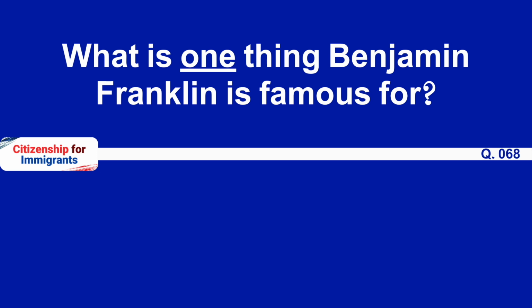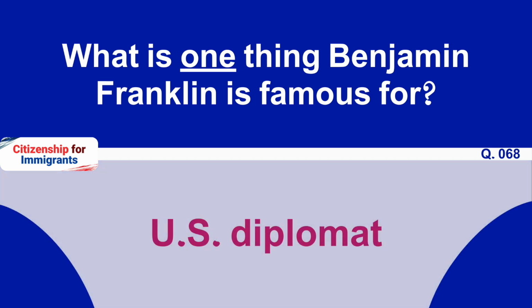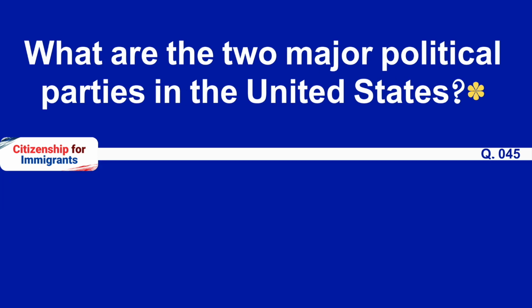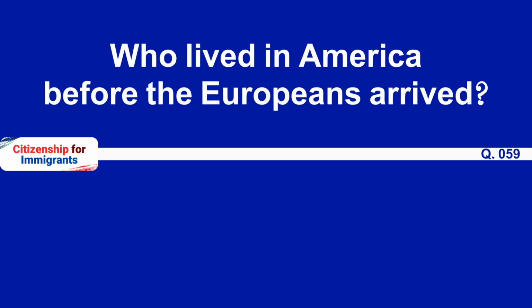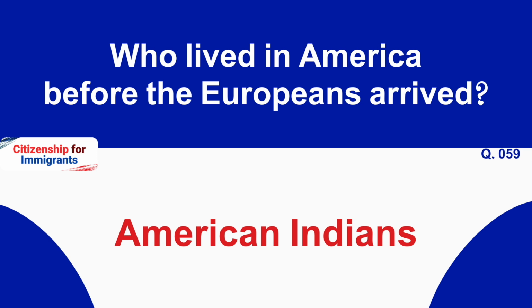What is one thing Benjamin Franklin is famous for? U.S. diplomat. What are the two major political parties in the United States? Democratic and Republican. Who lived in America before the Europeans arrived? American Indians.